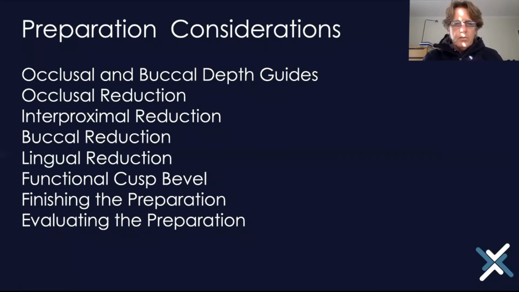And we need to use, nowadays, we have them, occlusal and buccal depth guides. When you do your occlusal reduction, make sure that you have at least an idea of how deep you are going so that you can have enough porcelain on the occlusal surface. In terms of interproximal reduction and buccal reduction, depth guides will help you to not just cut all the enamel into oblivion. So make sure that you use these guides.